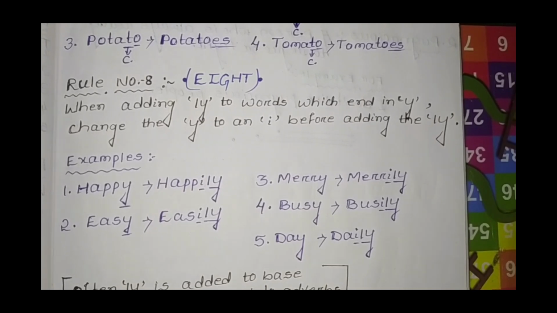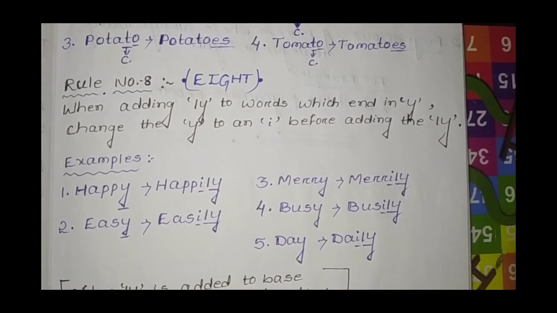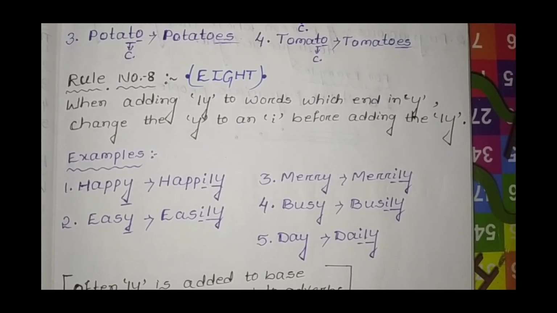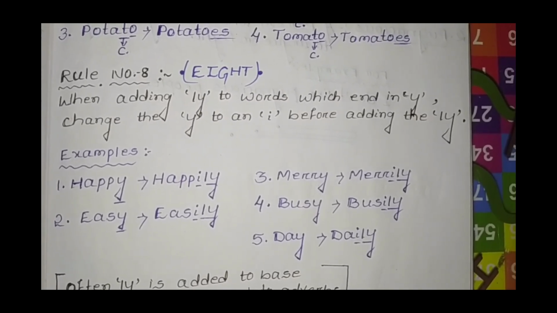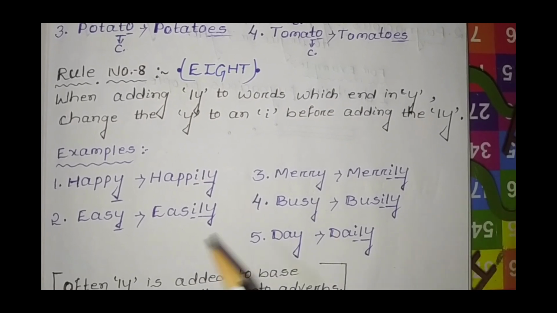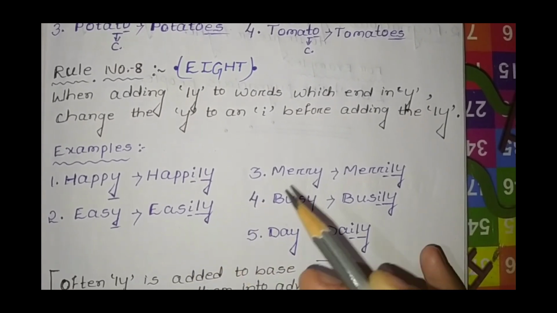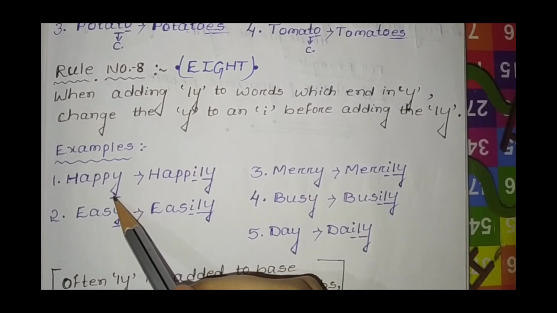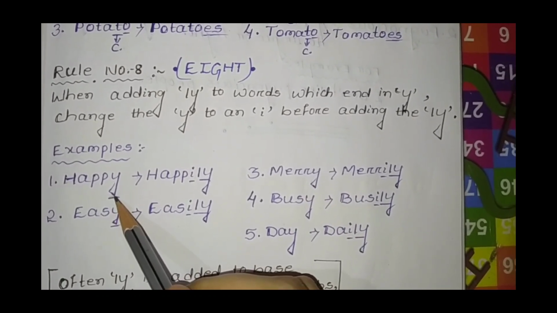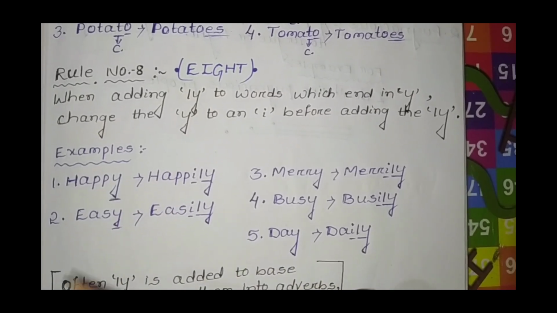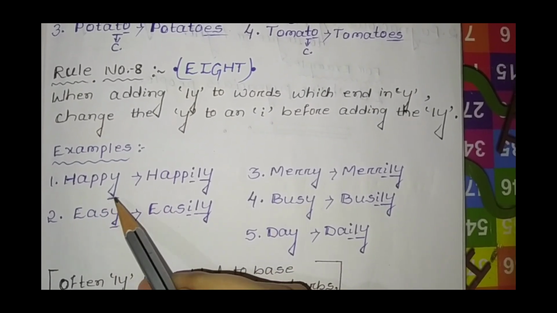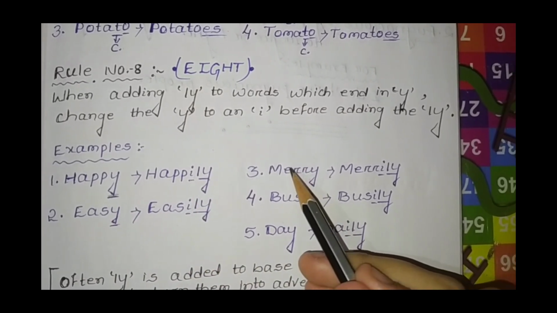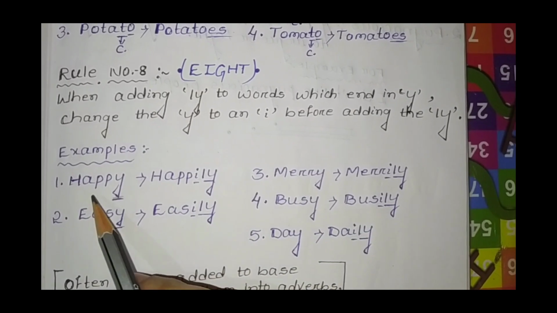Coming to the last one, rule number 8. Look at my notebook, everyone. When adding ly to words which end in y, what we have to do is change the y to i before adding the ly. Clear? So look at these examples.